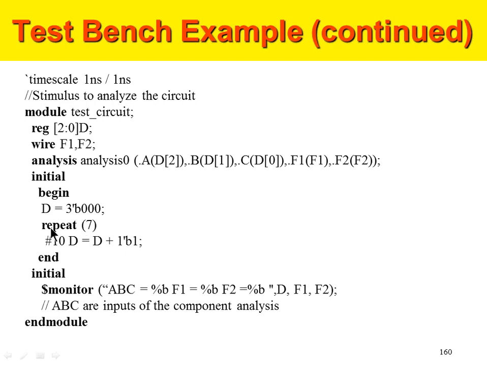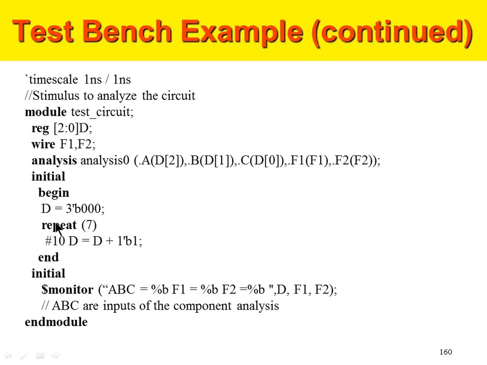Repeat 7. So I'm using a repeat loop here, which is going to repeat 7 times. #10 D is equal to D plus 1. So every 10 nanoseconds, D will be updated by 1. So it's an increment. It's just a counter where we increment the D value by 1. The initial value of D is 0. We increment by 1, so it will be incremented 7 times. So from 000, it will be incremented 7 times using the repeat loop. Every time D is changed, automatically A, B, C is changed, which are inputs to the design. Since inputs are changed, your outputs will change based on what the design logic is.